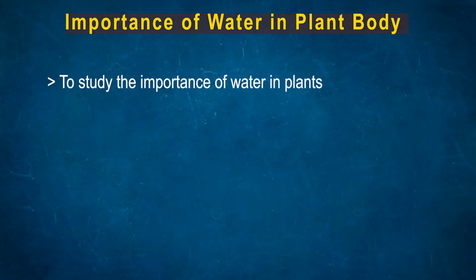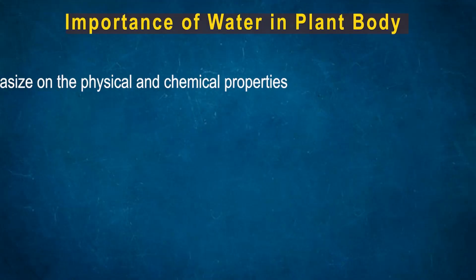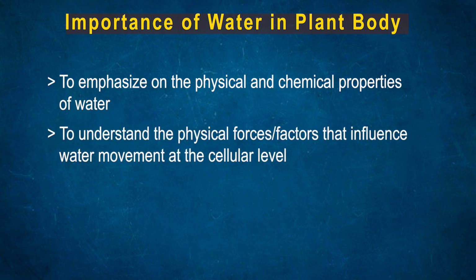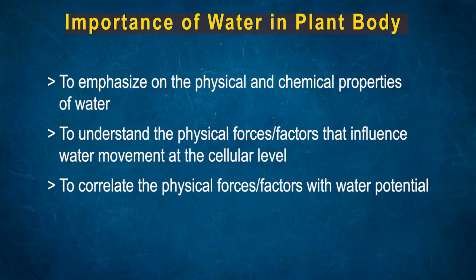The first one is the importance of water in plant metabolism, as well as the pathway of water absorption, water potential, its significance, components, etc. Here you have to study the importance of water in plants: how far the plant needs water for its metabolic purpose as well as for its physiological manifestation. Emphasis is on the physical as well as chemical characters or properties of water, to understand the physical forces that influence water movement at the cellular level, and to correlate physical factors with the water potential.